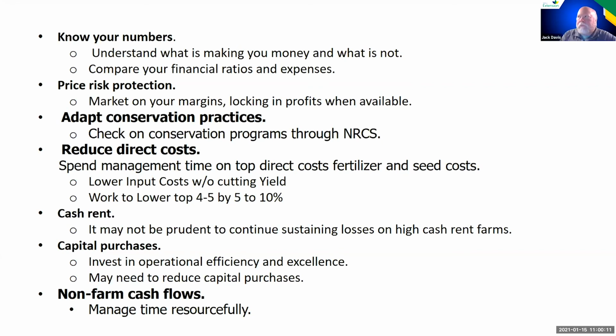There's the 20/80 rule, where if you can control 20% of the items, it'll give you 80% of the results. And that's where I come in with managing those top direct costs. And the top two, of course, are fertilizer and seed.